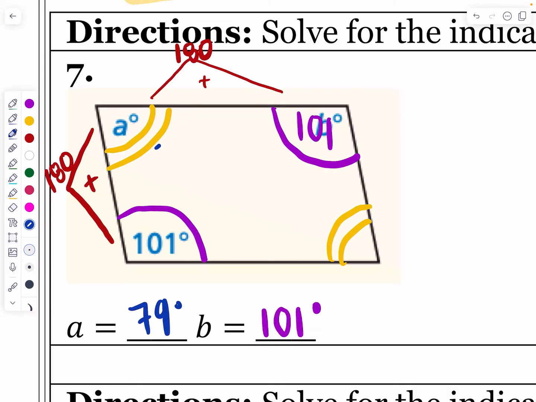It doesn't ask me for the other one. This is 79 degrees. This would also be 79 degrees. A quick way to check is that all four of these still have an interior angle sum of 360 degrees. So those are my answers for A and for B in this parallelogram. But I only knew that because the directions told me that this was a parallelogram.